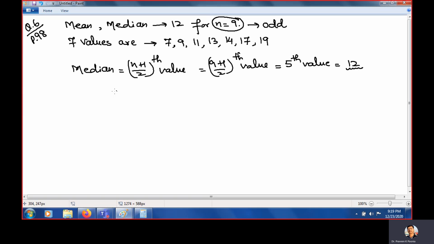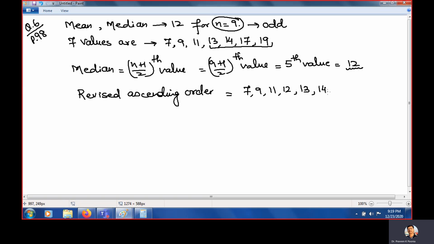Clear? So if we arrange these values, after 12 there will be 4 values. Clear? So 4 values will be on this side. That means the revised ascending order is 7, 9, 11, 12, 13, 14, 17 and 19. And this value is the 5th value. Clear? The 5th value means four values will be coming on this side.